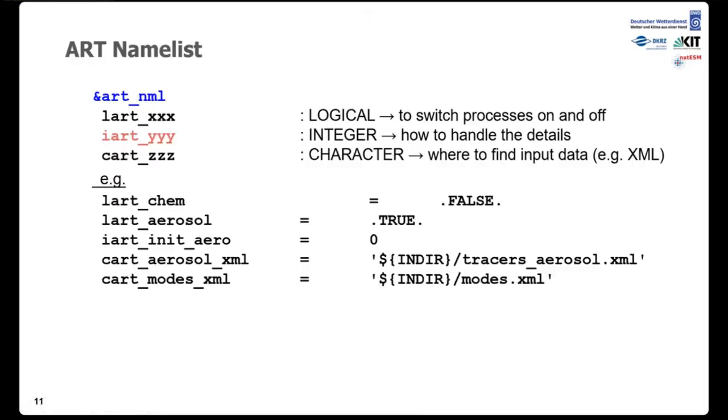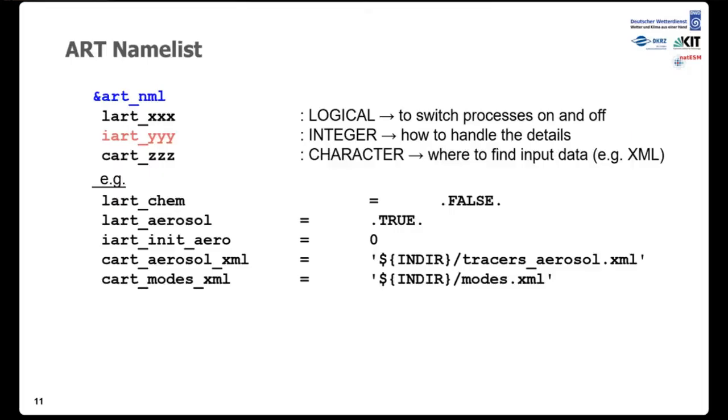And then in the other one, the I art is more integer. So when we have several options of handling a certain process, like let's say the washout, if you want to have the convective precipitation or not, and how do you do the calculations, you can choose the options. And then we have also the characters that basically guides the model to use the XML data. You will hear about the XMLs later on, what they do, but XMLs have basically the metadata that art needs to do what it should do.